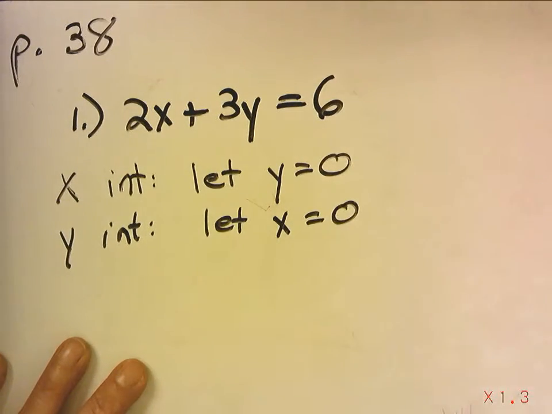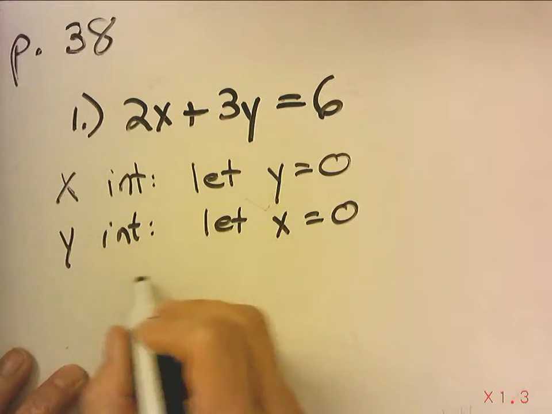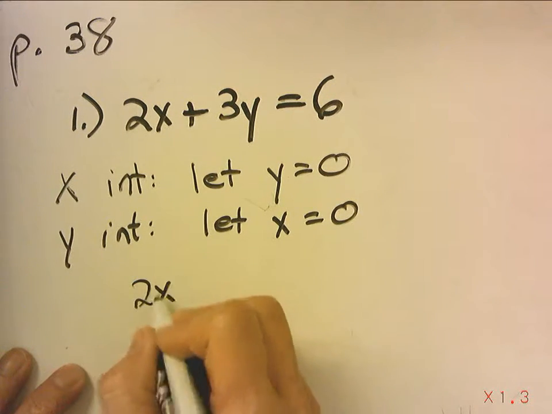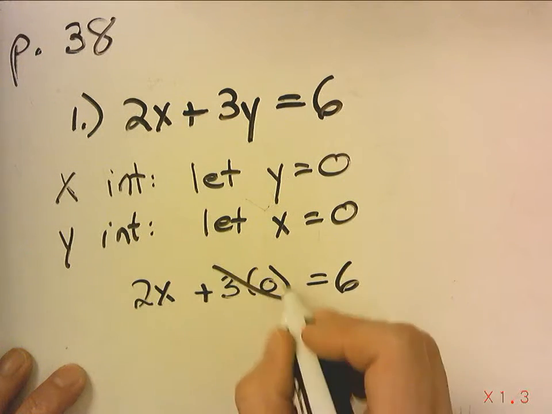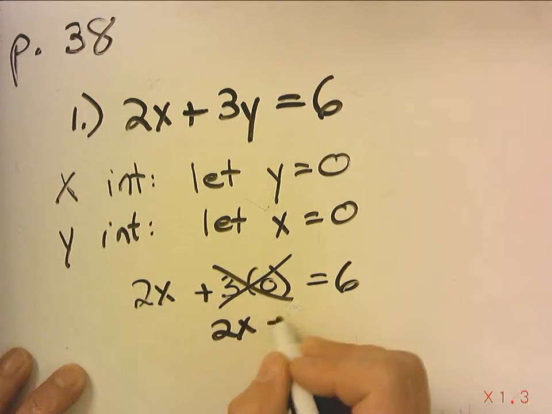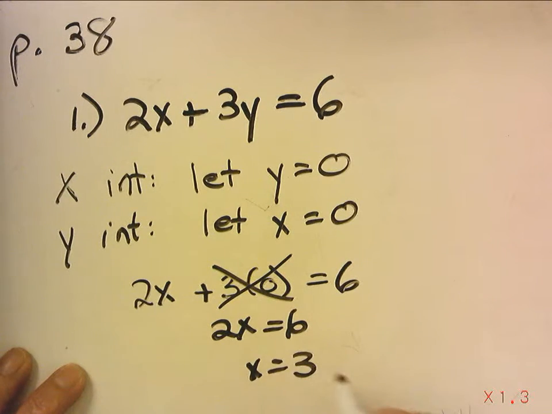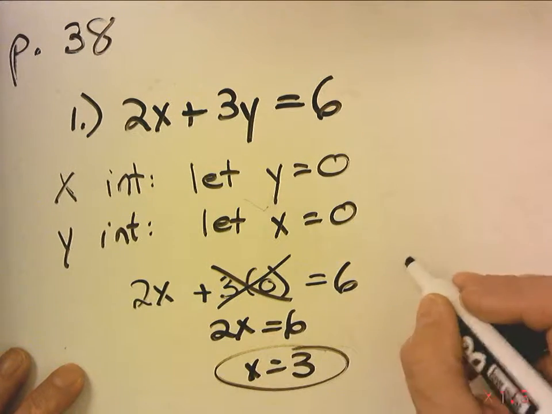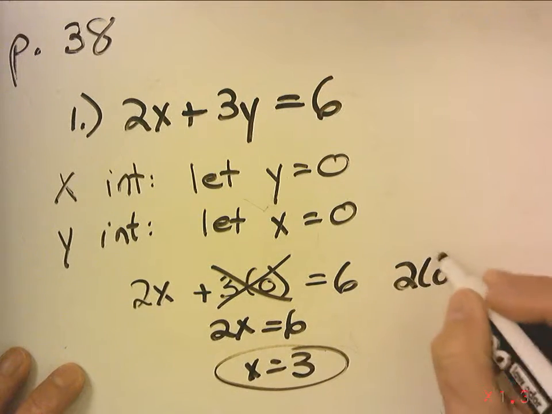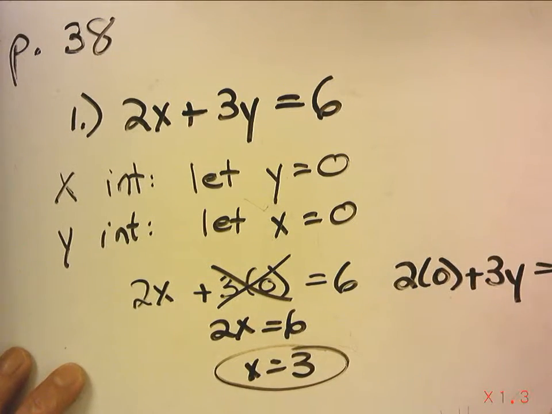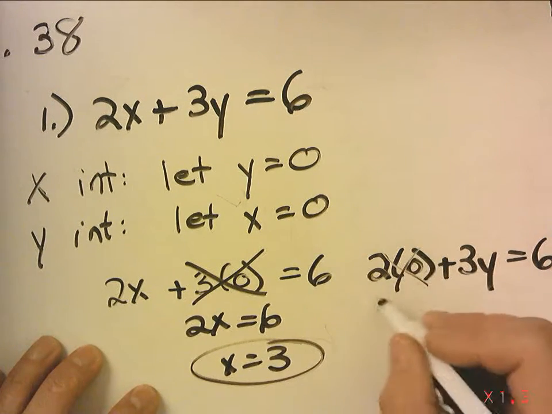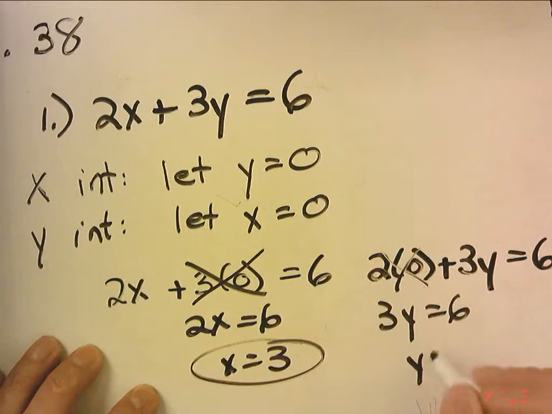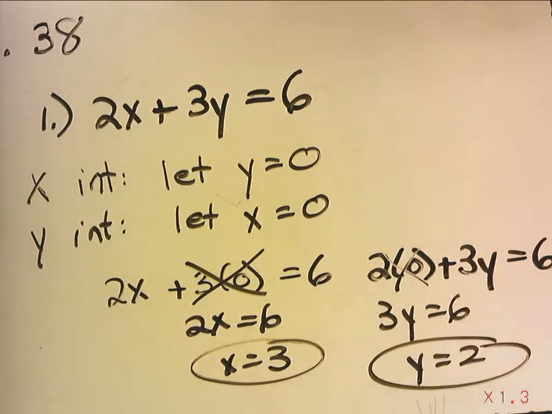So I taught you 2 different ways to do this. One way is I can write 2x plus 3 times 0 equals 6 to find the x-intercept. That goes away, so 2x equals 6, x equals 3. So the x-intercept is 3. Then I would say 2 times 0 plus 3y equals 6 to find the y-intercept. 2 times 0 goes away, 3y equals 6, y equals 2. So in that case, the y-intercept is 2, the x-intercept is 3.